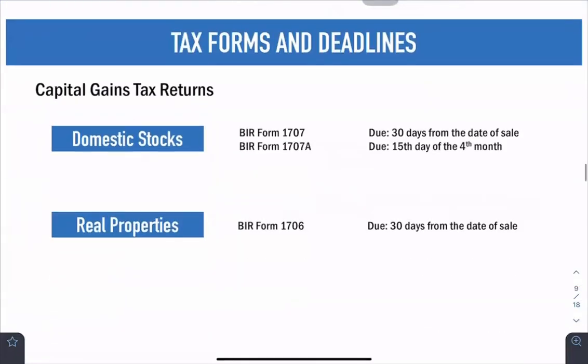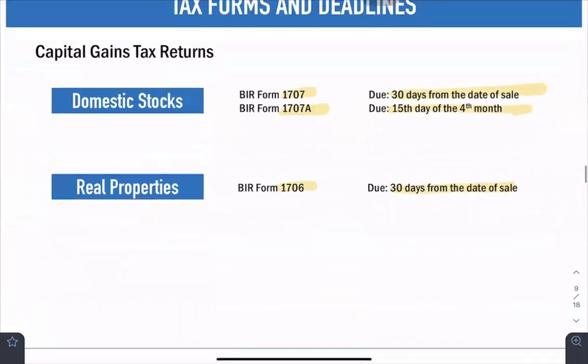Now for capital gains tax. For domestic stocks, we have 1707 and 1707A. For domestic stocks, it is due 30 days from the date of sale, while for annual, it is 15 days of the fourth month following the close of the taxable year. For real properties, it is 1706, 30 days from the date of sale.